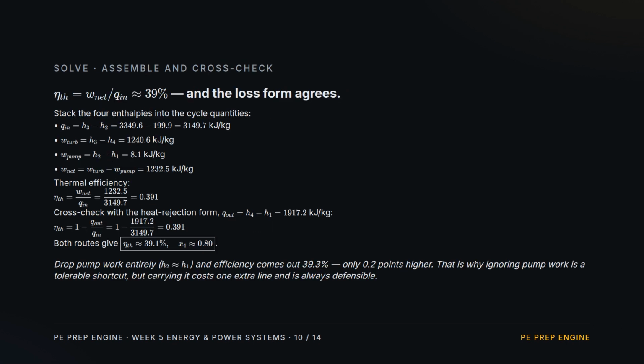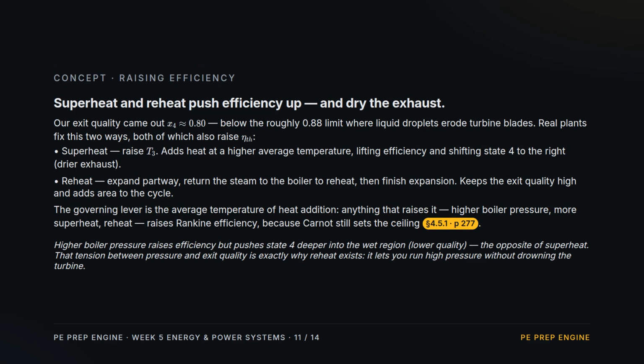Assemble. Heat in is H3 minus H2, about 3150. Turbine work, 1240. Pump work, 8. So net work about 1232. Efficiency is net work over heat in, 0.391. Cross-check the loss form. 1 minus heat out over heat in gives the same 39.1%. Both routes agree. Efficiency about 39%. Exit quality about 0.80.